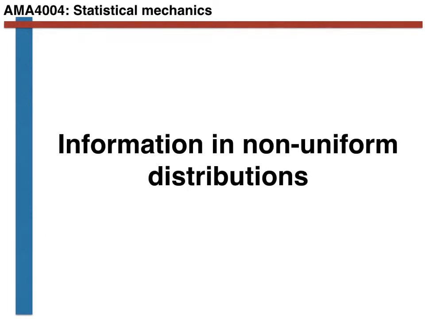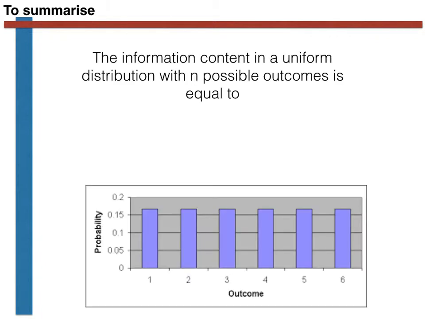Hello. In my last video, I introduced the information. I explained how the information was a functional of the probability distribution and the various requirements that we have of this functional. I then used these ideas to derive an expression for the information in a uniform distribution, a distribution for an experiment with n possible and equally likely outcomes.